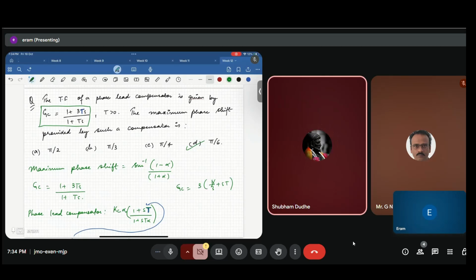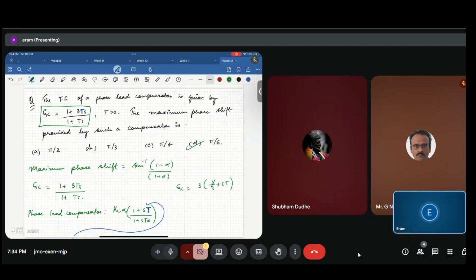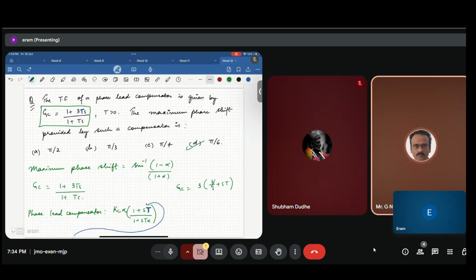MATLAB session. So, a MATLAB session is fine with you also, sir? Okay, ma'am. Okay, so we will have a MATLAB session. Basically, that will be based on how to calculate the transfer function, Bode plot, root locus, everything. We will solve using MATLAB.